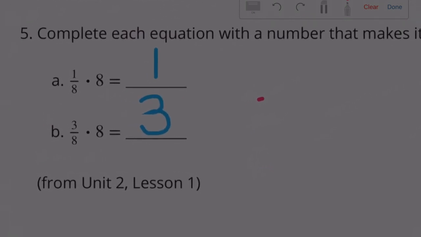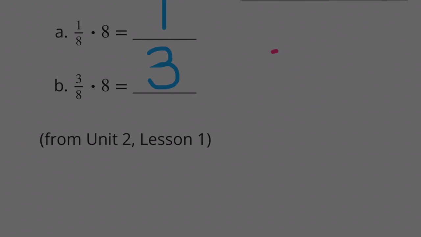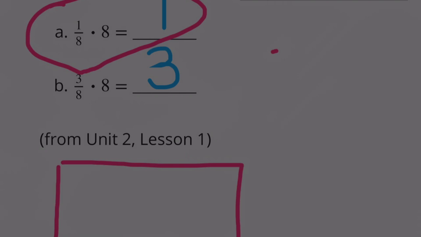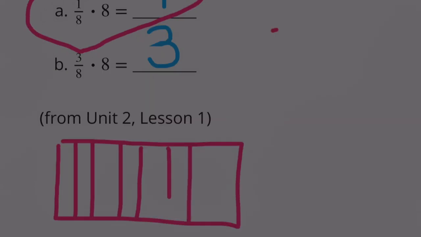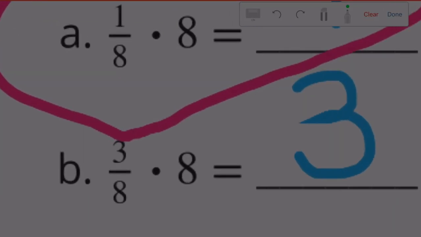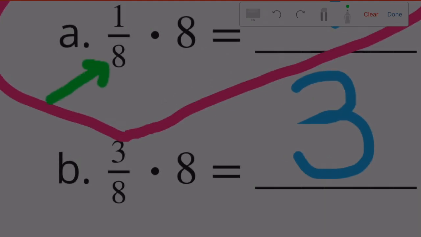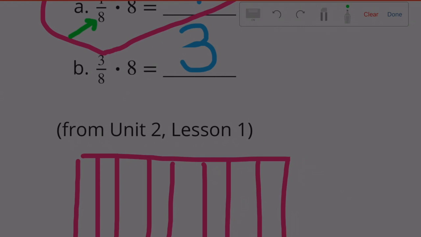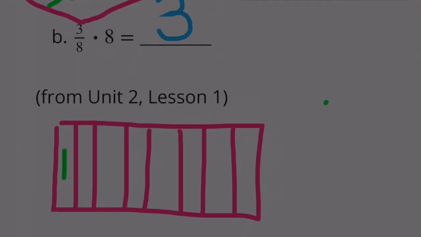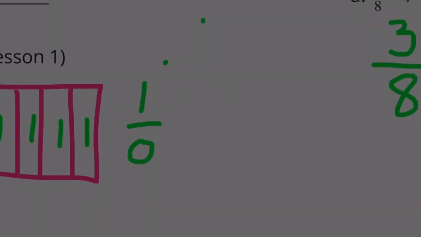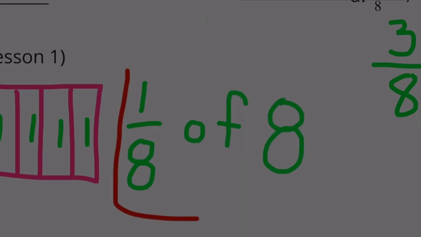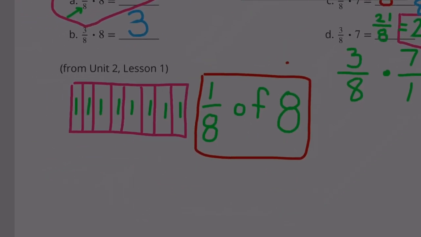Before we go, I want to show you what I was thinking of with the 1 eighth of 8 from A. Working on A right now. I'm going to divide this up into 8 pieces. So we have 8 pieces. This number down here tells you how many pieces you're going to divide it up into. So we've divided it up into 8 different pieces. So each of these are worth 1. 1 eighth times 8 is the same thing as 1 eighth of 8. It's asking, what is 1 eighth of 8?